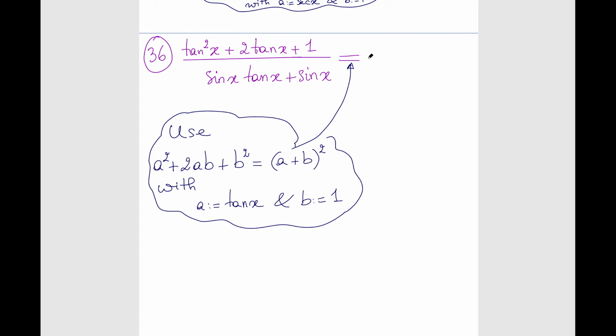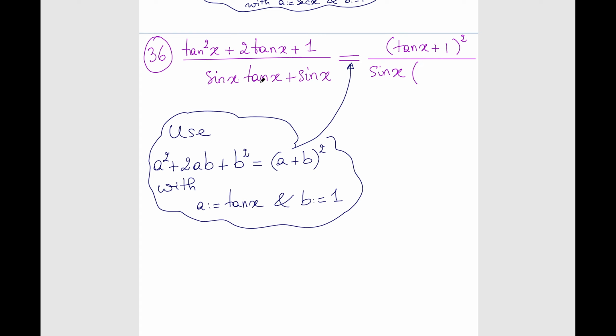We obtain the quotient of the square of a plus b, and a is tangent and b is 1, so you get the square of tangent x plus 1, exactly as I wrote upstairs, divided by sine of x times tangent plus sine of x. So I realize that there's a common factor, which is sine x. How about we factor that out? How about factoring out sine x?